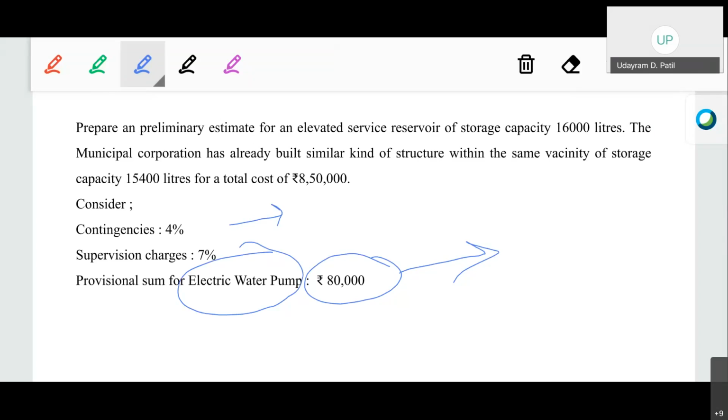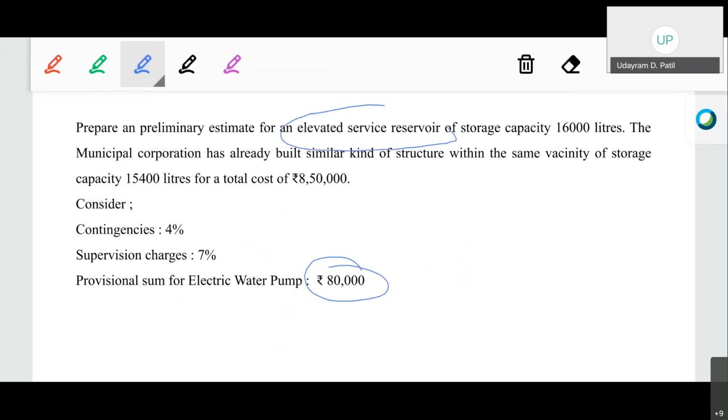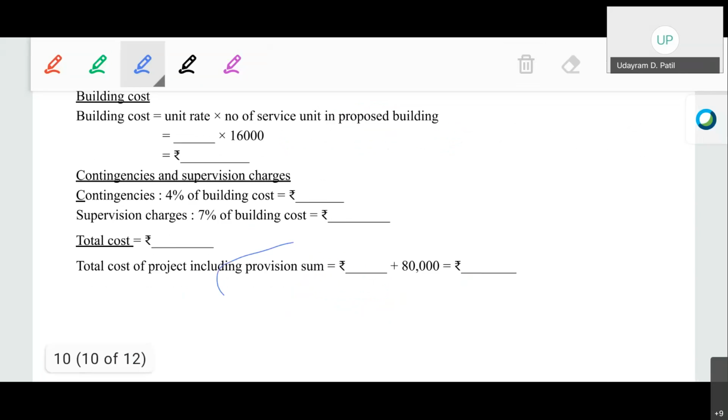So obviously, an elevated service reservoir will need a water pump to lift the particular water. If I do not have the amount to purchase the water pump at the end of the particular construction, then it will be difficult for me to provide the functionality of that particular reservoir. Okay, so to avoid that, a certain amount is counted beforehand, so that at the end you have no problem with the budget. Okay, so that is known as the provisional sum.